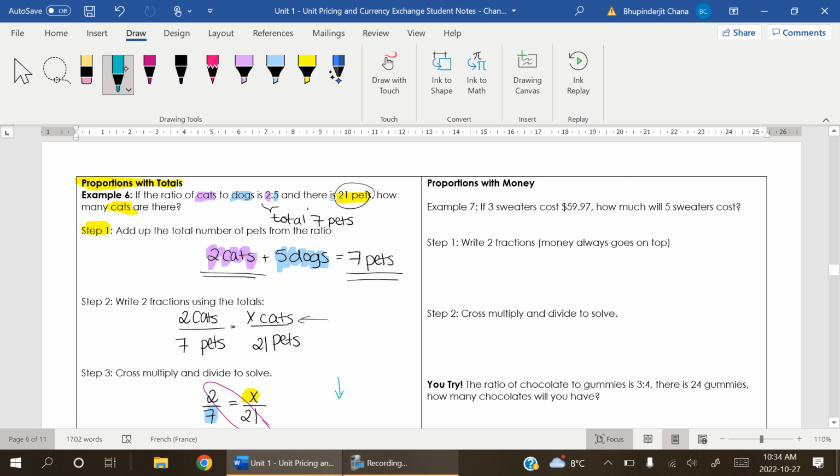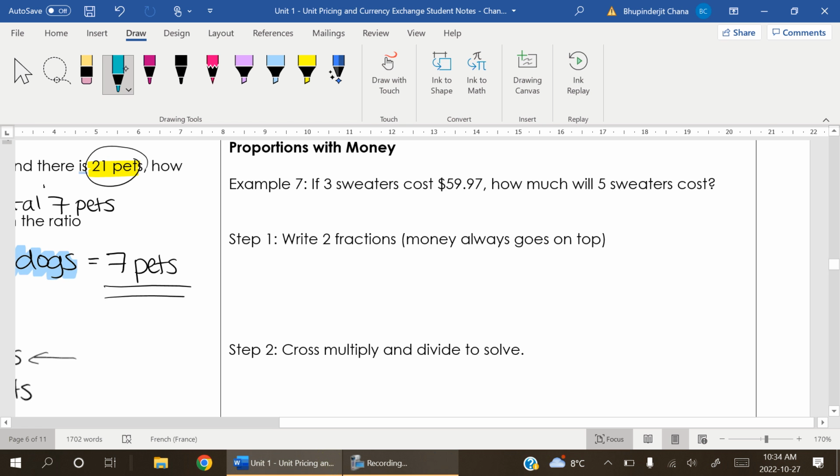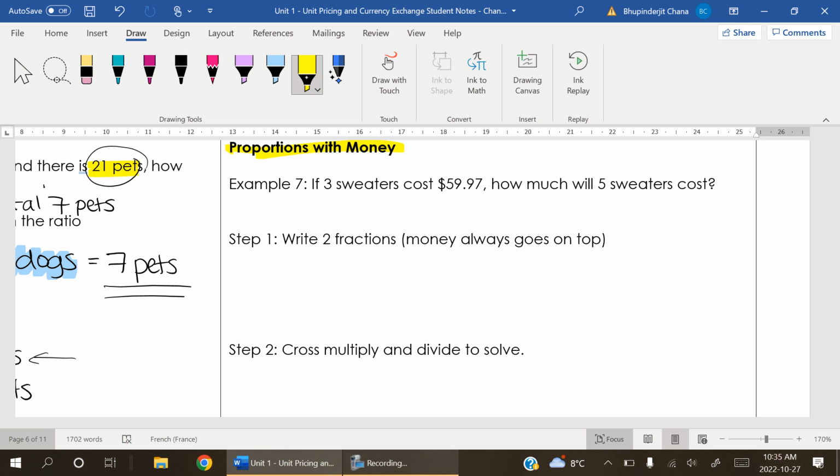All right, we've got one more here. We're now dealing with money. What's important to know about money is that money always needs to go on the top of the fraction. So we've got 3 sweaters that cost $59.97. I'm going to just do that in purple here. 3 sweaters that cost $59.97. We want to know how much will 5 sweaters cost?